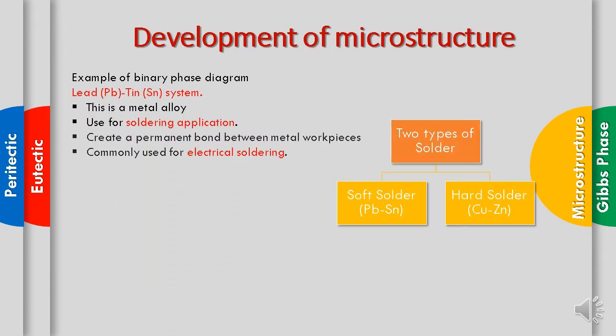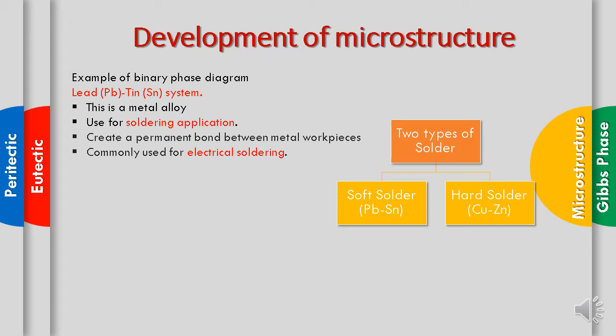Okay, for another binary phase diagram, basically we look at the tin lead system phase diagram, and also we have the copper zinc phase diagram. These two types of phase diagram we call two types of solder. Solder is basically used in common electrical soldering or permanent bonds between metal workpieces.